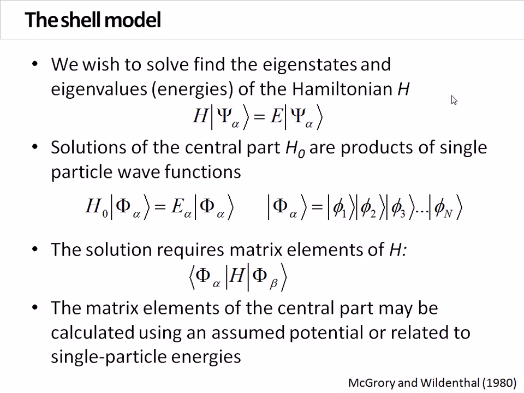And the starting point is to take the solutions of the central part of the potential, which are essentially just Slater determinants, or products of different single particle wave functions. So this is our central part of the potential that just contains the kinetic and central potential term. These will have energy eigenvalues and these states phi alpha, which are essentially just antisymmetrized products of single nucleon wave functions. And to solve the full Hamiltonian, we need matrix elements of all of these solutions of the central potential, which we can then diagonalize. The matrix element of the central potential part can be calculated using some assumed potential for that mean field form, or using single particle energies for each of the single particle orbits that the individual nucleons are existing in.